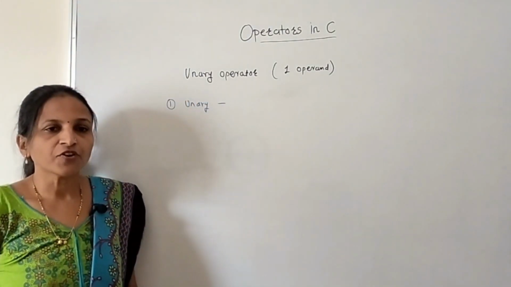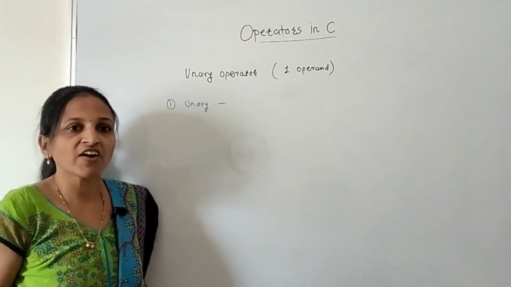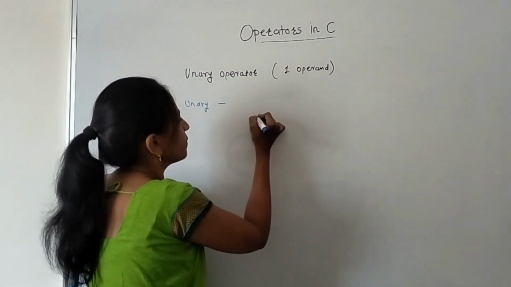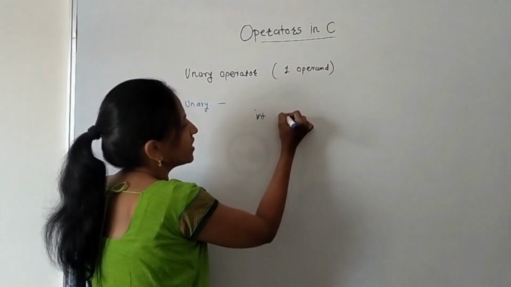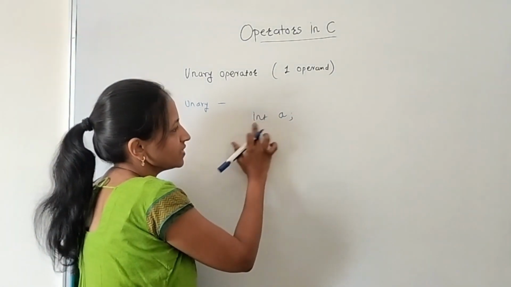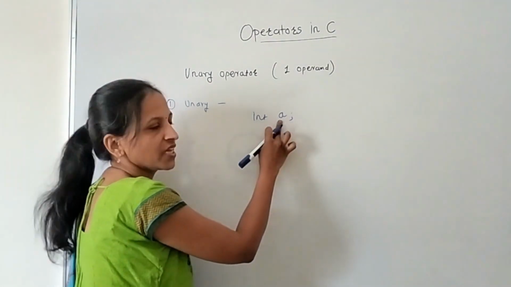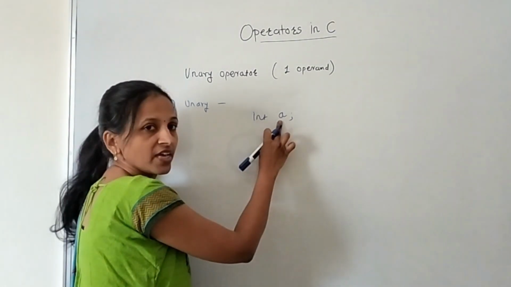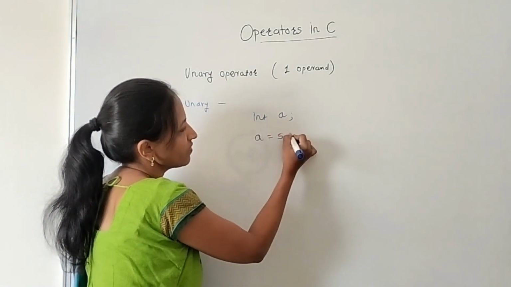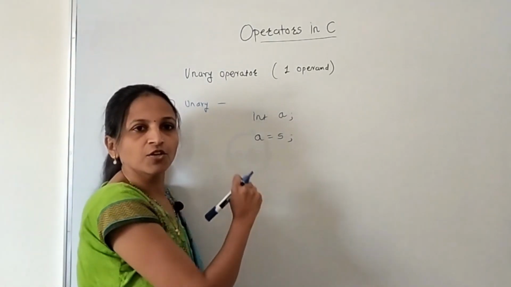Now, unary minus is used to negate the value of any variable. For example, I am creating one variable of type integer. This statement will create some space inside memory and give it the name a. Suppose a initially has the value 5. I am assigning 5 to a.